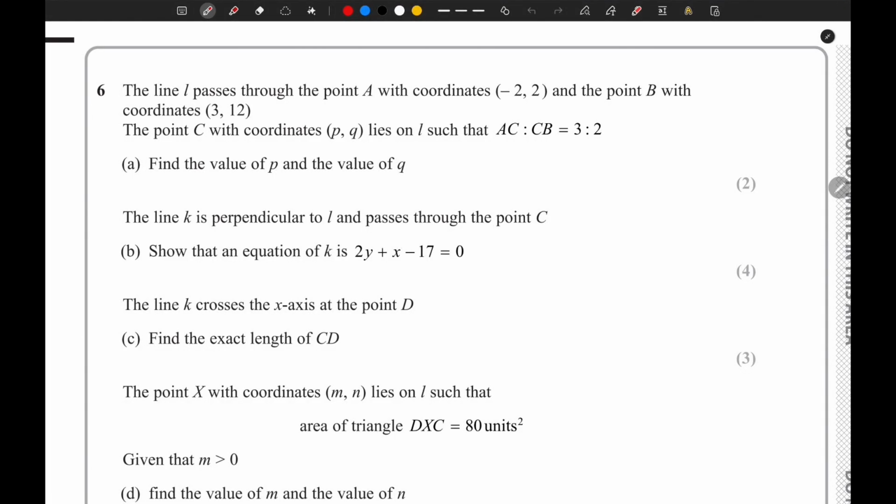This video has been delayed due to technical issues, but now we are back with the solution of question 6 of May 2024 session of IGCSE Pure Maths. So let's jump right in.